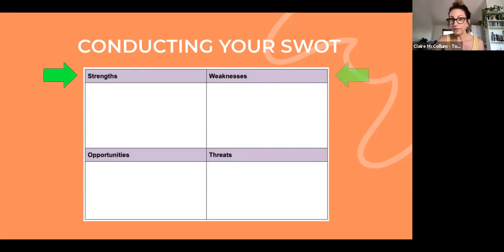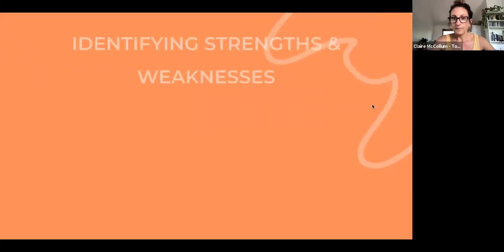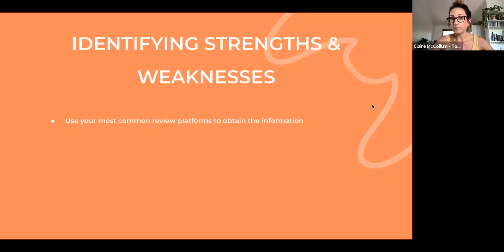So if we start to look at our strengths and weaknesses, how are we going to do that? How are we going to identify what these strengths and weaknesses are that people are talking about with our business? So, identifying your strengths and weaknesses: use your most common review platforms to obtain the information. We're going to be looking for word pools, and I'll show you an example in a minute. And don't forget also customer feedback forms.